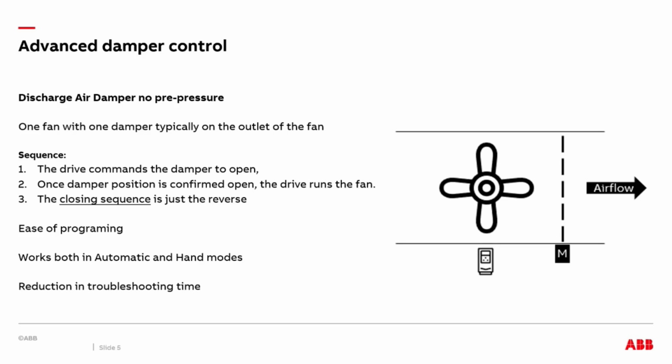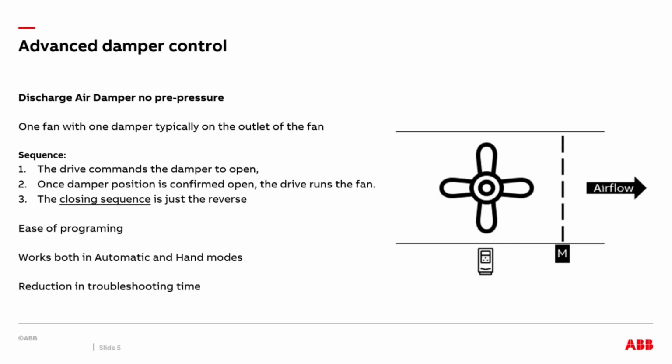So how does this work? The drive will receive a run command. Once we receive a run command, the drive is going to command the damper to open. Once we get positive position that the damper is open, the drive will then command the fan to run. When the drive is done running the fan and receives a stop command, the closing sequence for this is just the reverse.